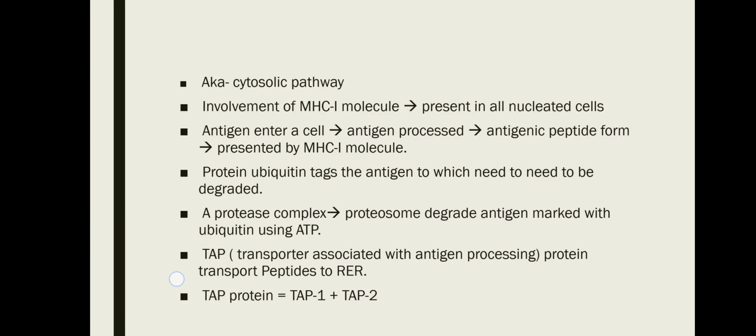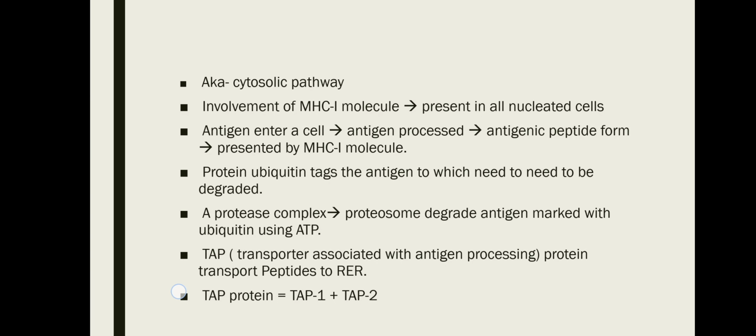So how does this processing take place? How does the cell know that this antigen needs to be degraded and antigenic peptides need to be formed? There is a unique protein known as ubiquitin which tags the antigen that needs to be degraded, and there is a protease complex known as the proteasome which degrades the antigen tagged with ubiquitin. This proteasome uses ATP to degrade the antigenic peptides.